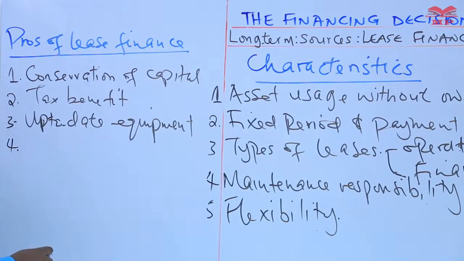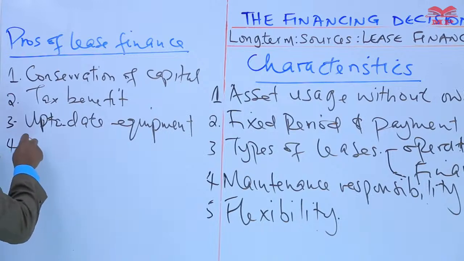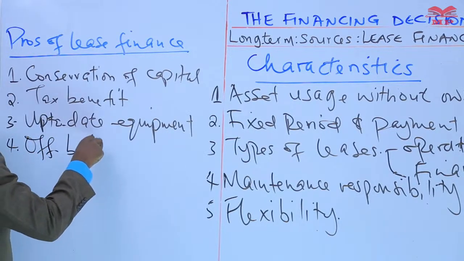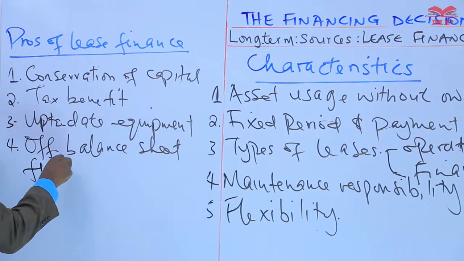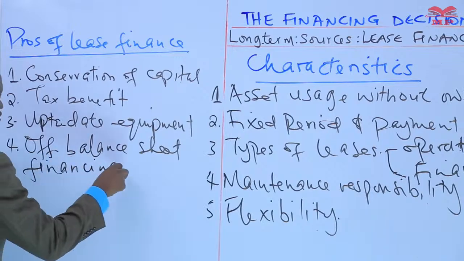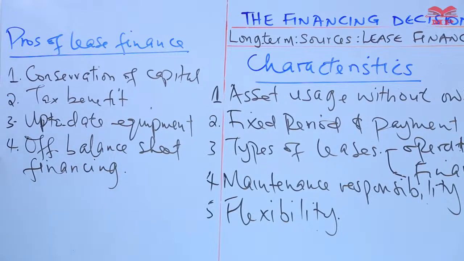Number four, the fourth benefit of lease finance is off-balance sheet financing. What do I mean by off-balance sheet financing? Now, candidates, operating leases in particular may keep leased assets off the company's balance sheet, and that can impact financial ratios and debt covenants positively.